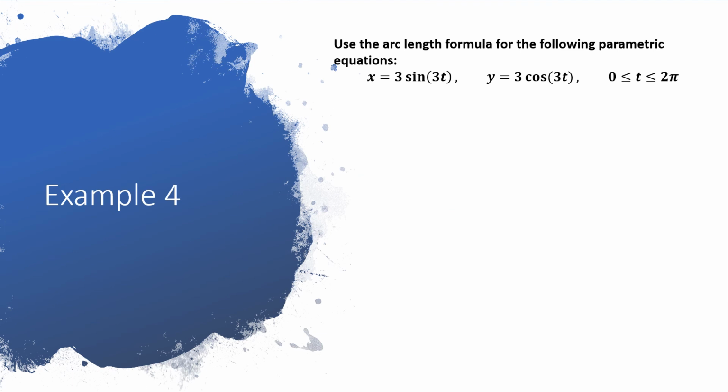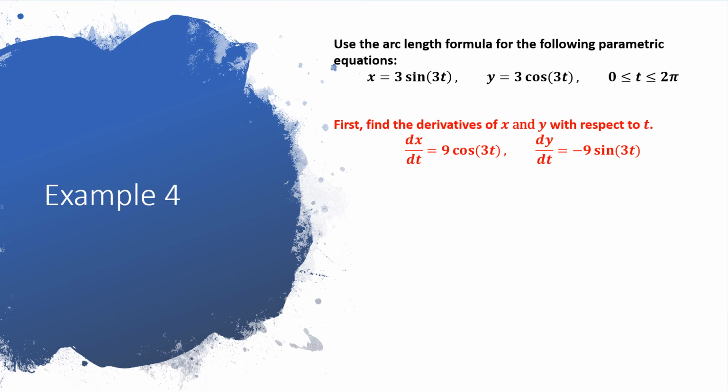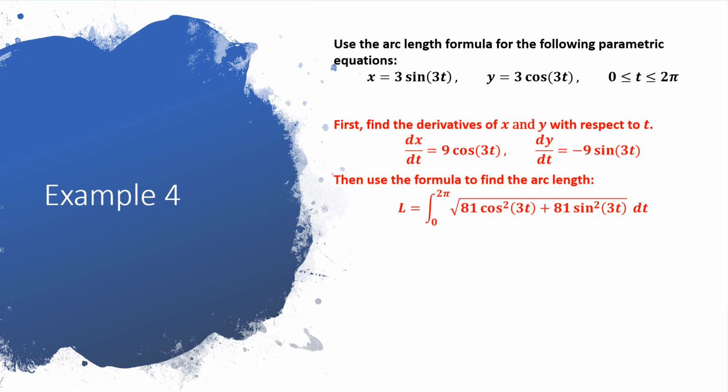Alright, so next it says use the arc length formula for the following parametric equations. Very similar, except this time we have an argument of 3t instead of just t. So the setup is the same exact way. Find your derivatives with respect to t of both functions. The derivative dx dt would be 9 cosine 3t, and dy dt would be negative 9 sine 3t. Now if we use the arc length formula, we have the integral from 0 to 2 pi of the square root of dx dt squared, which is 81 cosine squared 3t, plus dy dt squared, which is 81 sine squared 3t.